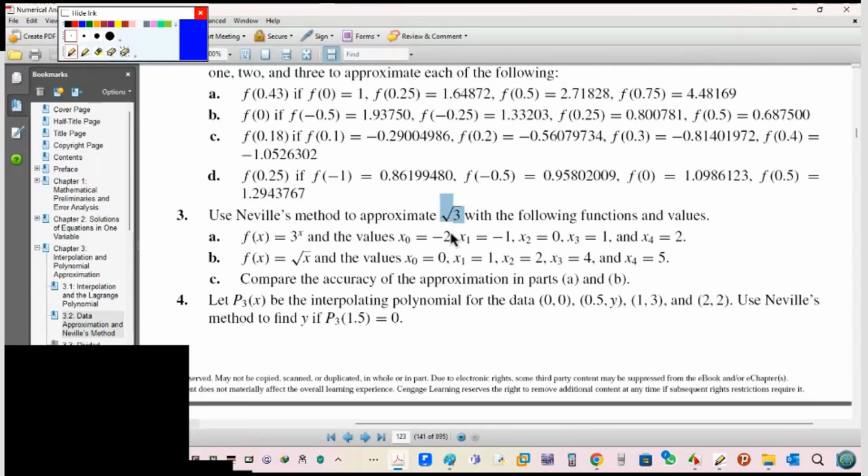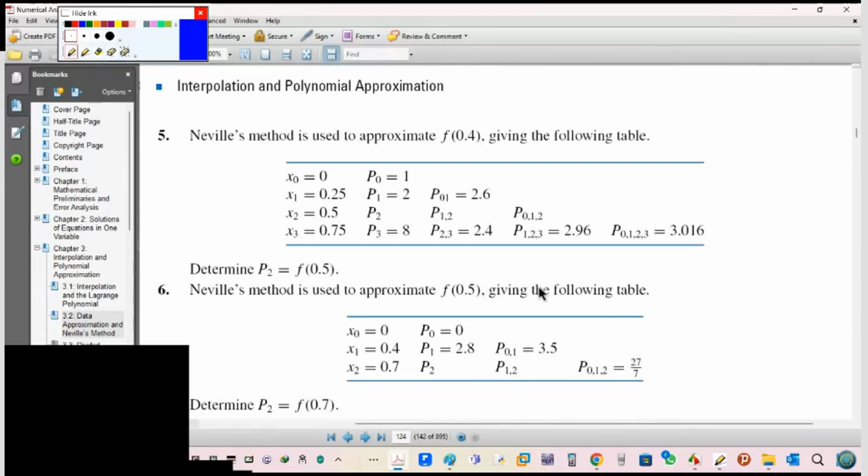This example also came in the mid-term and the final exam. Try to solve this one by yourself. Another example is this one. Let's check together. This question came many times. What is this question? Neville method is used to approximate f(4). Given the following, he asked me to determine B05. Where is B05? This is x. Determine B02. I want to find this, this is my question mark.